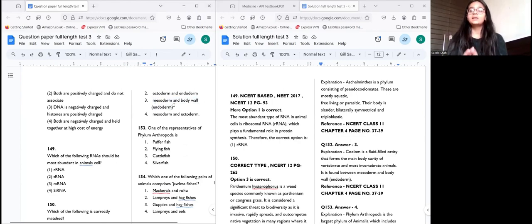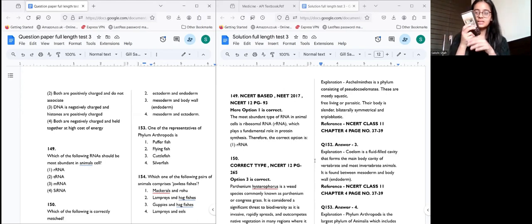What is coelom basically? Because of the presence or absence of coelom, we can classify organisms into coelomates, acoelomates, and pseudocoelomates. Okay, we know what's a pseudocoelomate. We know what's an acoelomate. An acoelomate is an organism which does not possess the coelom. Okay, what is coelom? It's a fluid-filled body cavity that forms the main body cavity of the vertebrates and most invertebrate animals. It is found between the mesoderm and the endoderm, which is the wall of the body. So between the mesoderm and the endoderm, we have a body cavity known as the coelom.